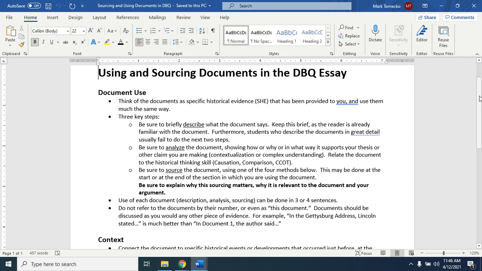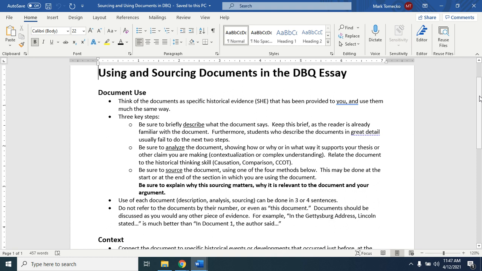Then you want to make sure that you're analyzing the document. You're showing how or why it's supporting your thesis. Now, I have in parentheses there, contextualization or complex understanding. It's possible that you're using a document in one of those parts of your essay, particularly in the complex understanding.